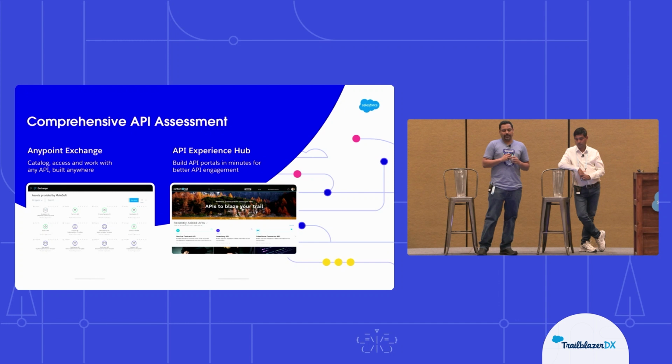So on this side of things, we are talking about products that you know very well. That is the API Exchange, Anypoint Exchange. Exchange is a place where you catalog all the APIs that you have, as well as policies and a huge amount of metadata as well. Now, we have introduced the API Experience Hub to build API portals and to showcase those APIs to your other customers.